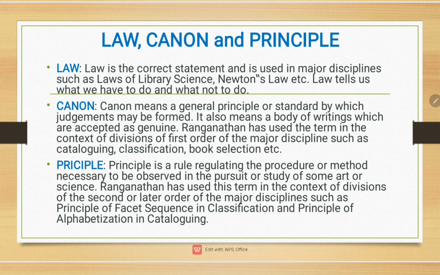Now we will find out the definitions of law, canon, and principle. What is law? Law is the correct statement and is used in major disciplines such as laws of library science, Newton's law, etc. Law tells us what we have to do and what not to do. Canon. Canon means a general principle or standard by which judgments may be formed. It also means a body of writings which are accepted as genuine. Ranganathan has used the term in the context of divisions of first order of the major disciplines such as cataloging, classification, book selection, etc.